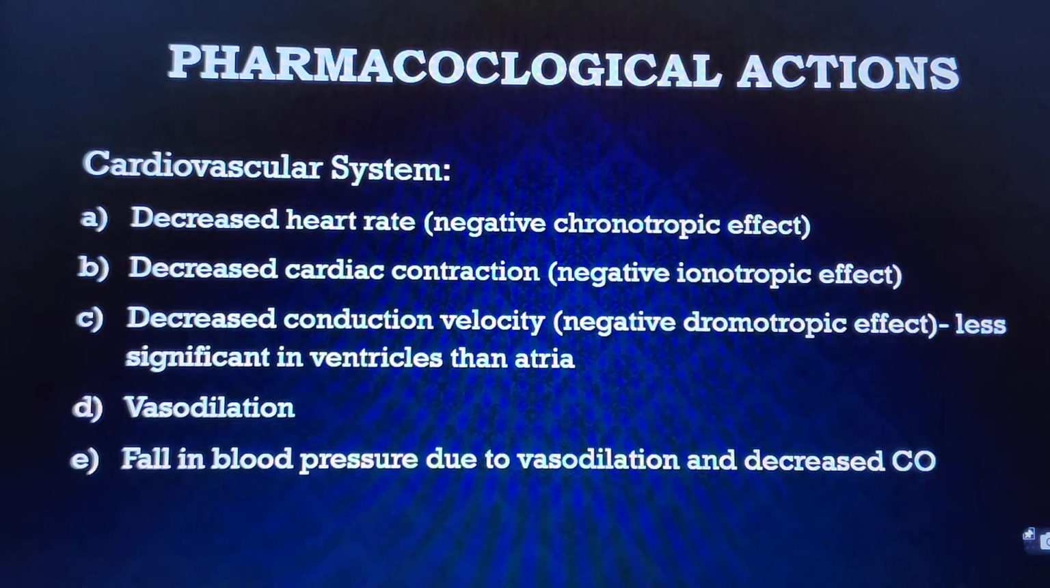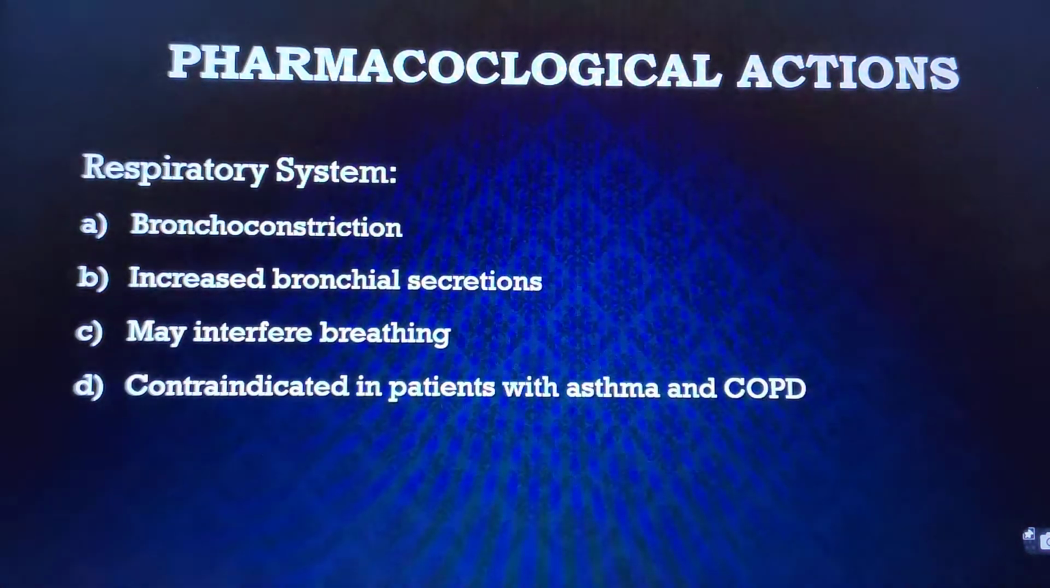If we see the action of parasympathomimetics on the cardiovascular system, there is a decrease in heart rate, decrease in cardiac contraction, and decrease in conduction velocity. Broadly, you can say there is a negative chronotropic effect, negative inotropic effect, and negative dromotropic effect. They cause vasodilatation, so there is a fall in blood pressure, and also a decrease in cardiac output. So, as we have seen earlier, broadly speaking, parasympathomimetic drugs have an inhibitory effect on the cardiovascular system.